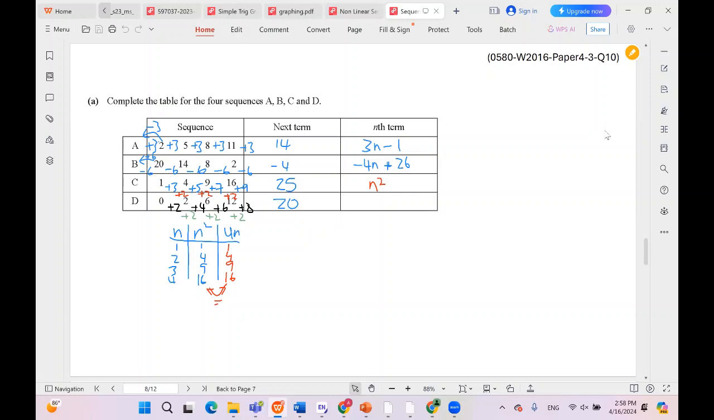And again, we need the same table because this is a quadratic sequence. So n, n squared, un. We have 1, 2, 3, 4, 1, 4, 9, and 16. And then our terms are 0, 2, 6, and 12. So here we have -1, -2, -3, and -4. We can create a sequence out of these numbers. And we know that this is a linear sequence because we are subtracting 1 every time.